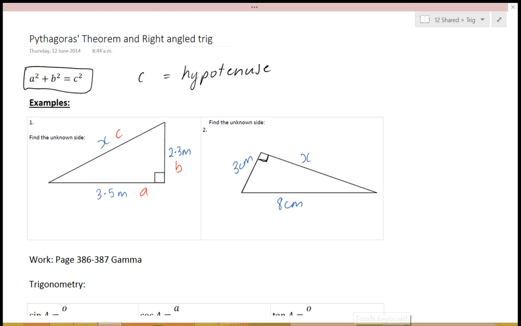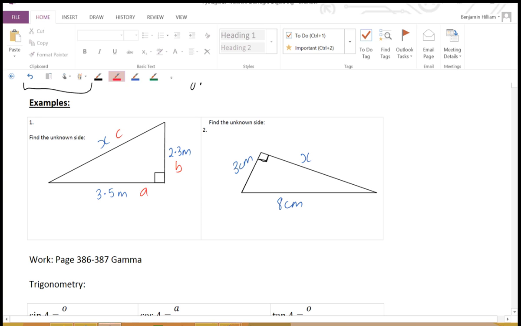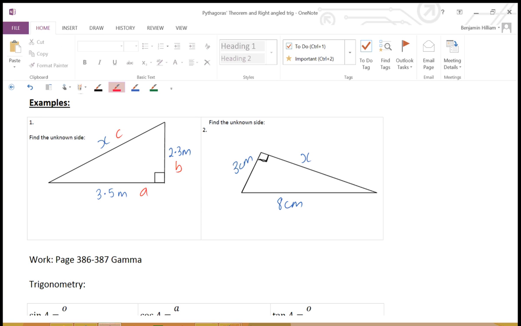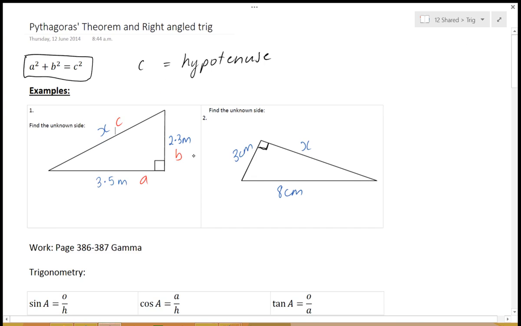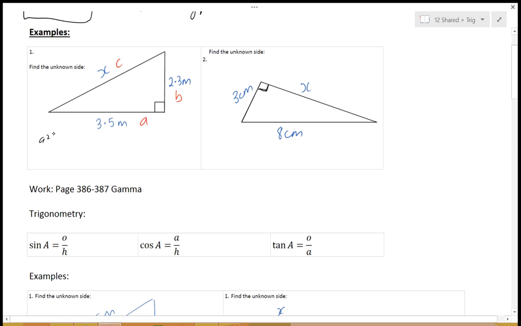Okay? Now, I don't know how you guys got used to doing this last year, but whenever I'm doing Pythagoras, I always like to write out the formula just so that I know where each of my variables are going. So I'll write it out: a squared plus b squared equals c squared. So then I can put in 3.5 squared plus 2.3 squared equals x squared. Okay, so then you can get out your calculator and work that part out. So 3.5 squared plus 2.3 squared.